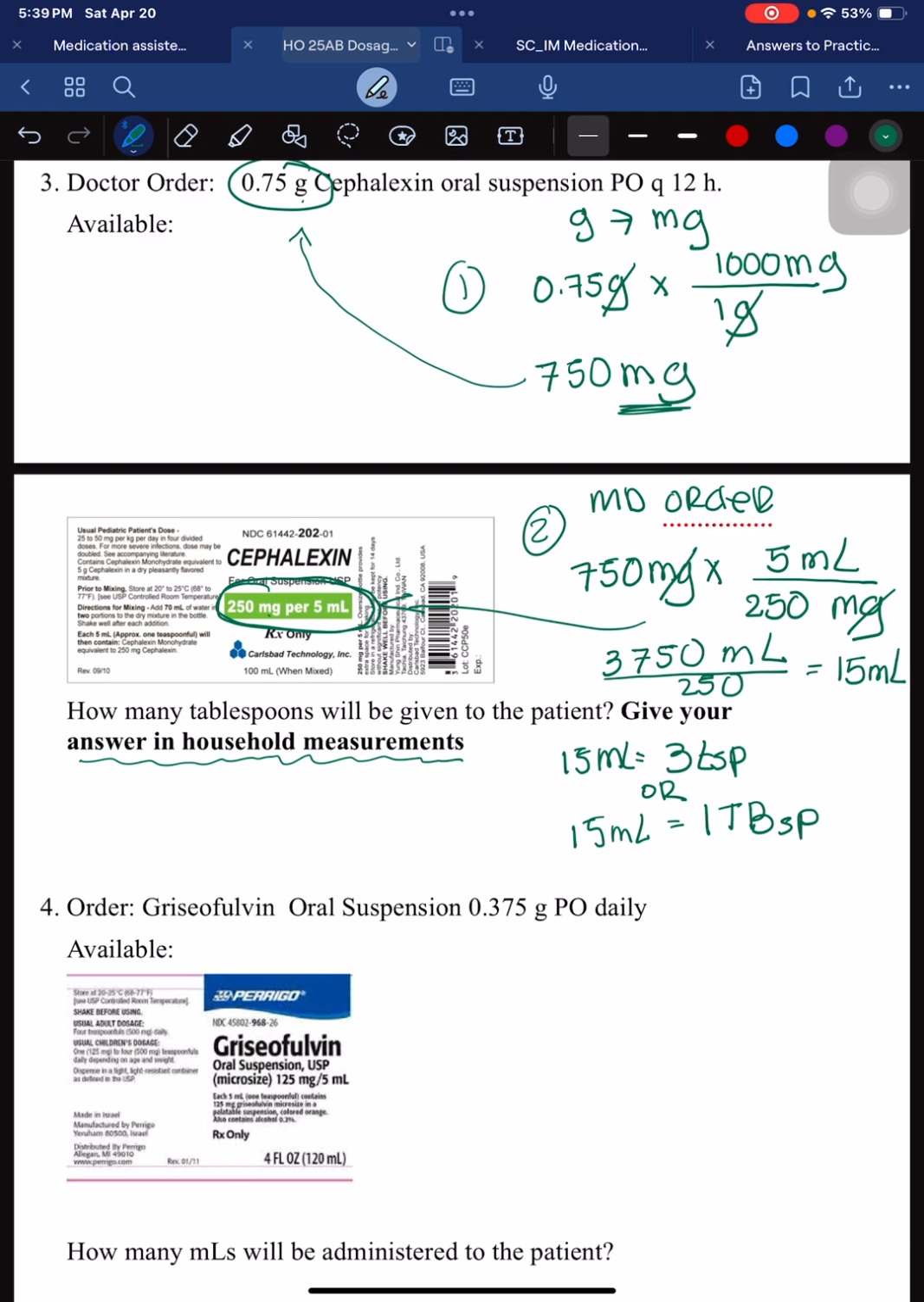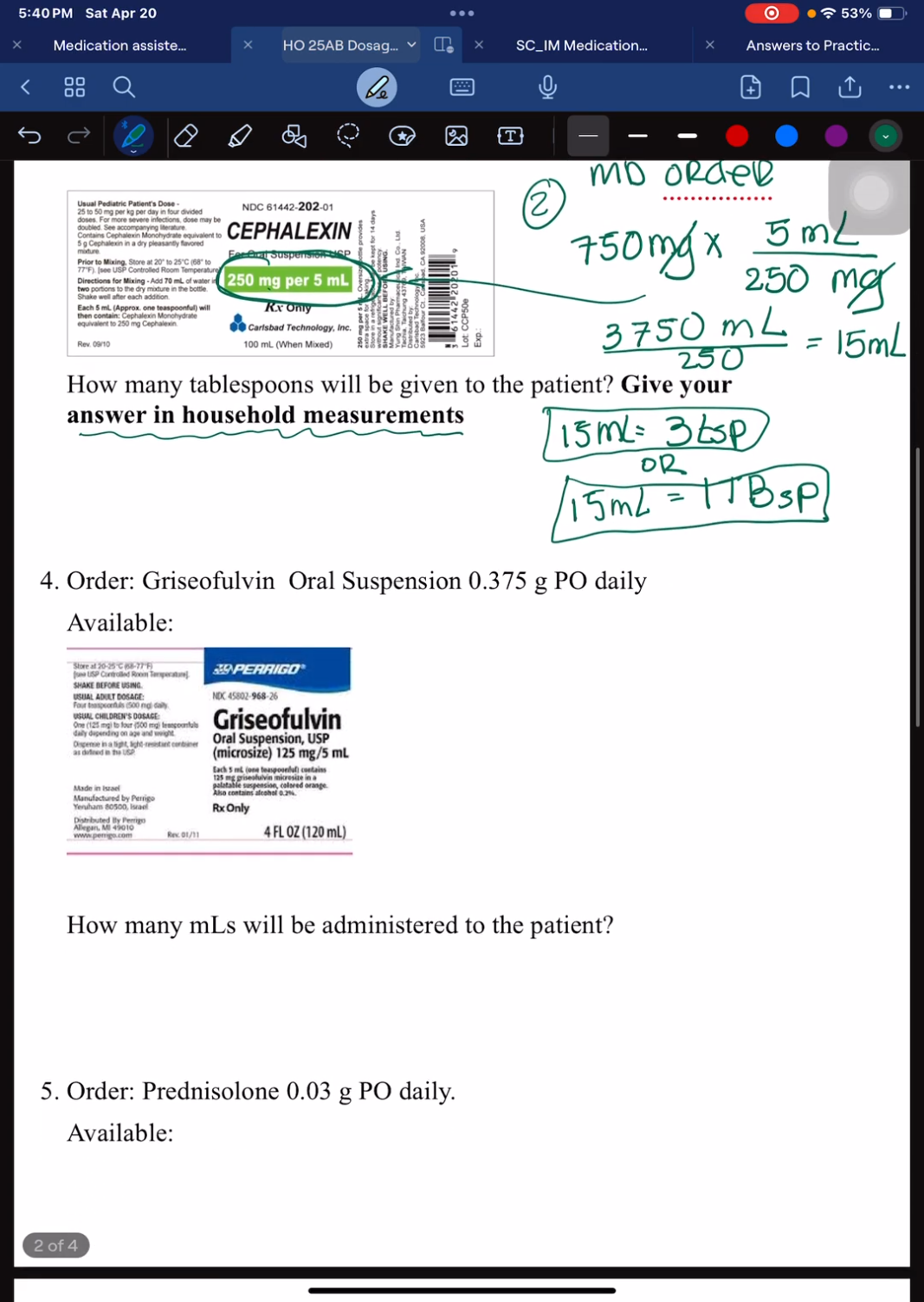So either answer will be correct. So you can have it like this or you can have it like this. Okay. Next one.